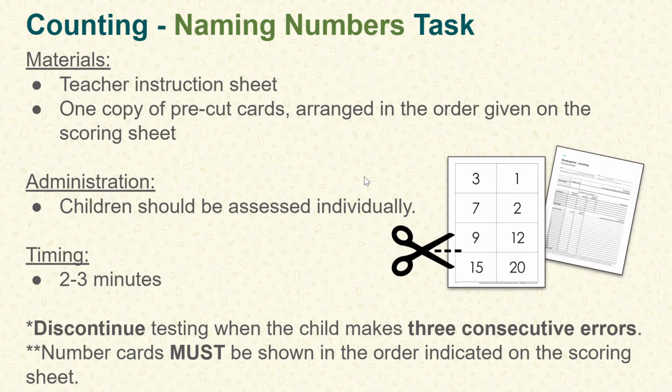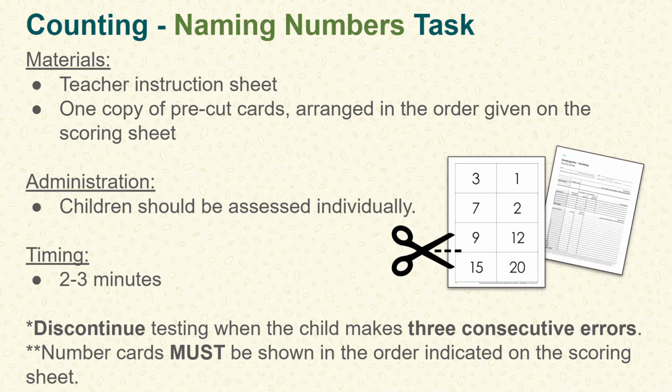So let's take a look at the materials and administration of the naming numbers task. You will need the teacher instruction sheet that's found in the administration guide. You'll need 1 copy of the pre-cut cards arranged in the order given on the scoring sheet. So of course you're going to need to take a look at that scoring sheet to ensure you have them in the correct order. You will want to administer this individually again, just as you have for the previous 2 tasks. And this one will take approximately 2 to 3 minutes per child to complete.